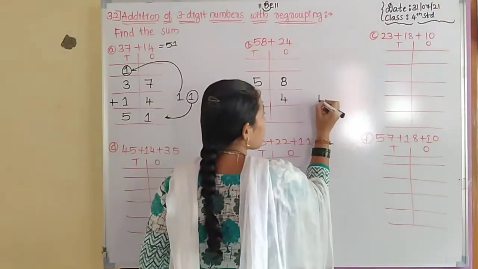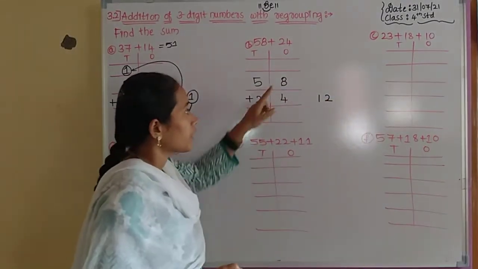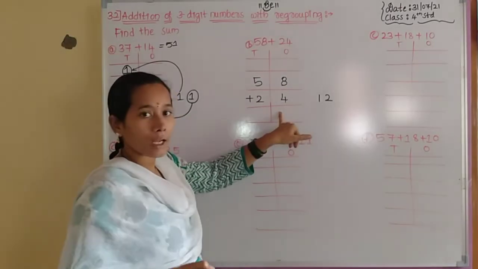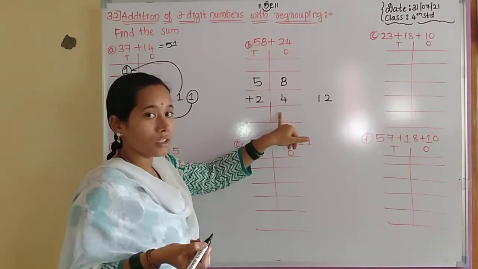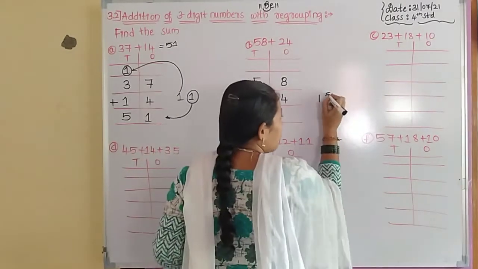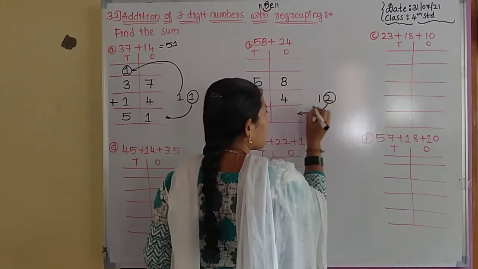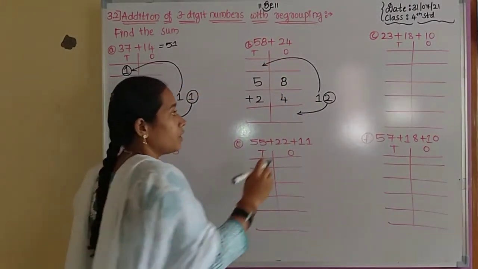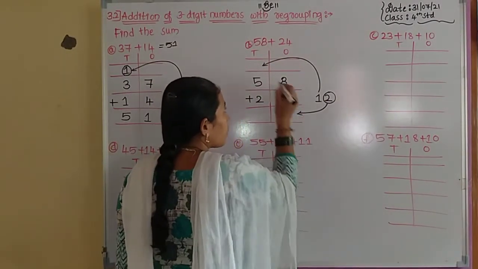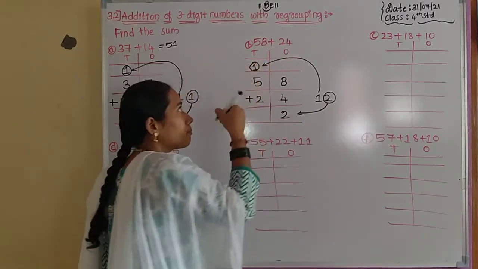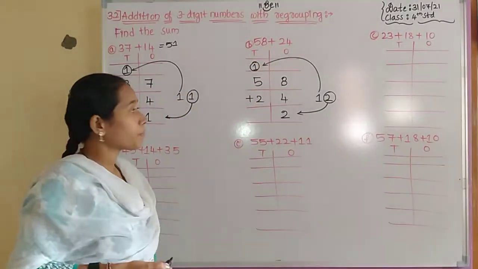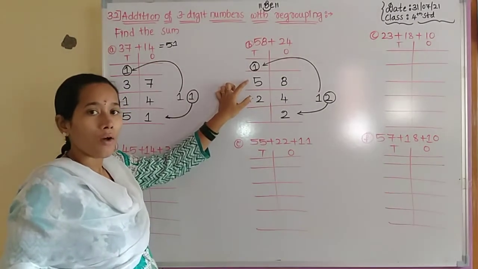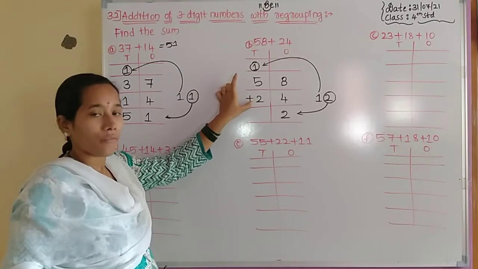So 8 plus 4 is equal to, very good, 12. 8 plus 4 is equal to 12. In 12, we have to write here which number, which placement value? That is ones. So the 2 here, right here only. Then 1 is shifted as a carry to the next placement. So write 2 here and 1 is the carry. Now add the digits in the tens placement. In the tens placement 5 and 2 are there. Add these, 5 plus 2 is equal to, very good, 7.